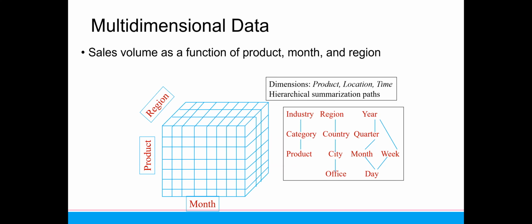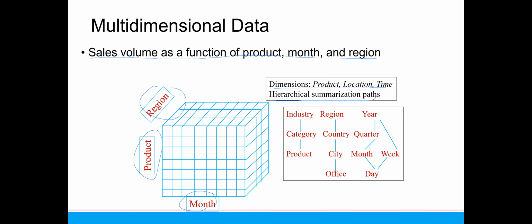And if you are dealing with multi-dimensional data, of course, you already learned from the previous section about data pre-processing. We can distinguish the level, or we can do the roll up, or we can aggregate, etc. So it is about the sales volume as a function of product, month, and region. So we have the dimensions: product, location, time.